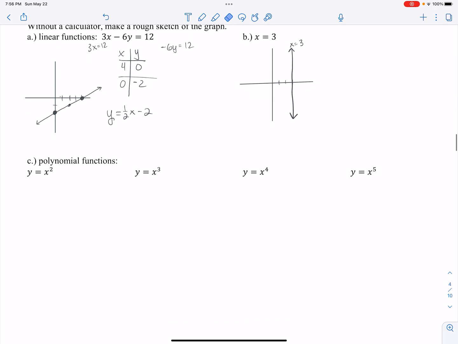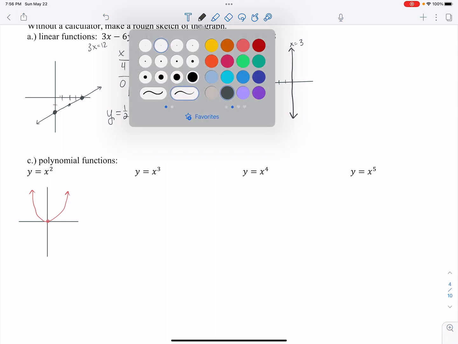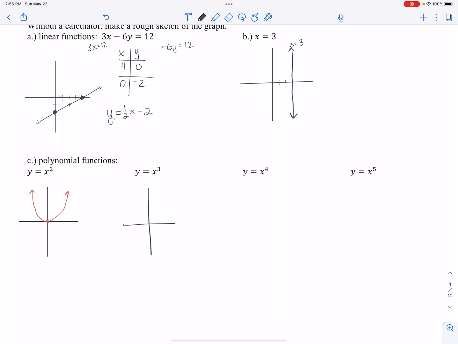In C, we start talking about polynomial functions. And you'll notice on each of these, I have just 4 examples. We could continue, like there's nothing to stop us from going y equals x to the 6th, y equals x to the 7th, and so on. But hopefully you have some instinct here that with polynomial functions, the power gives you the basic shape of the graph. So for this first one, where y equals x squared, you could plot some points if you want to, but you're going to get your basic quadratic parabola.